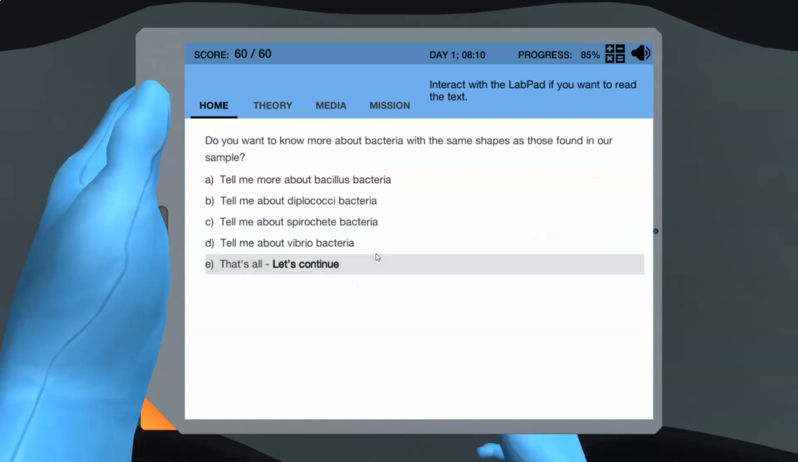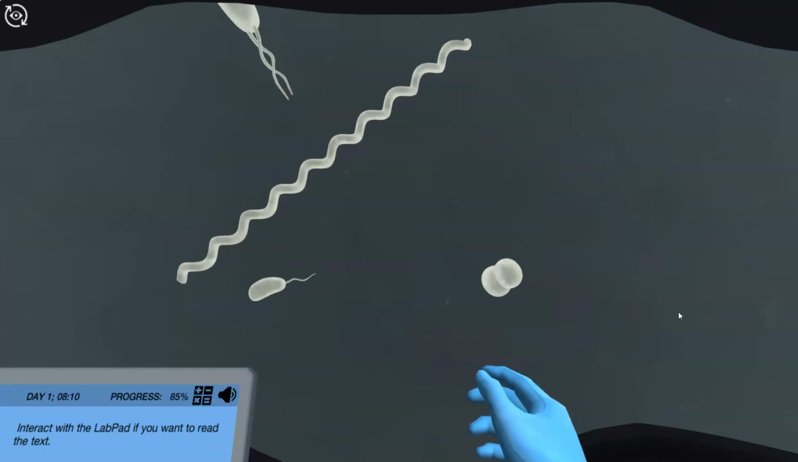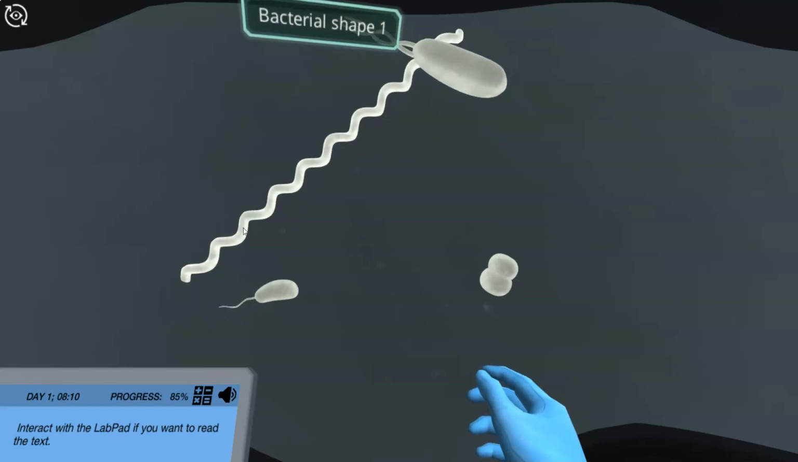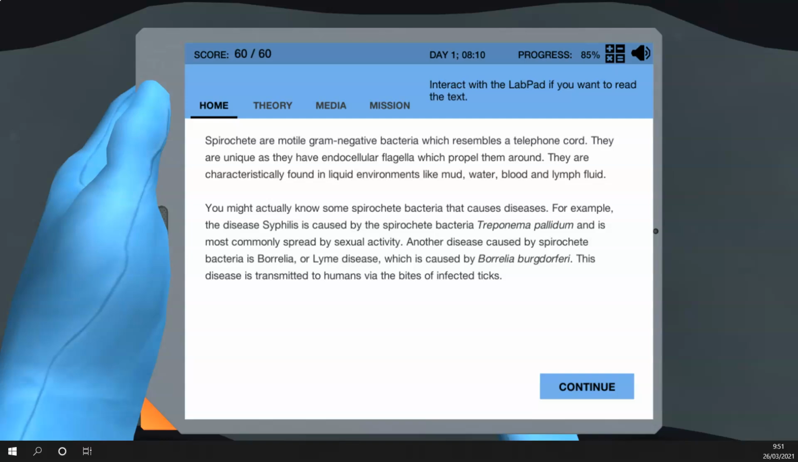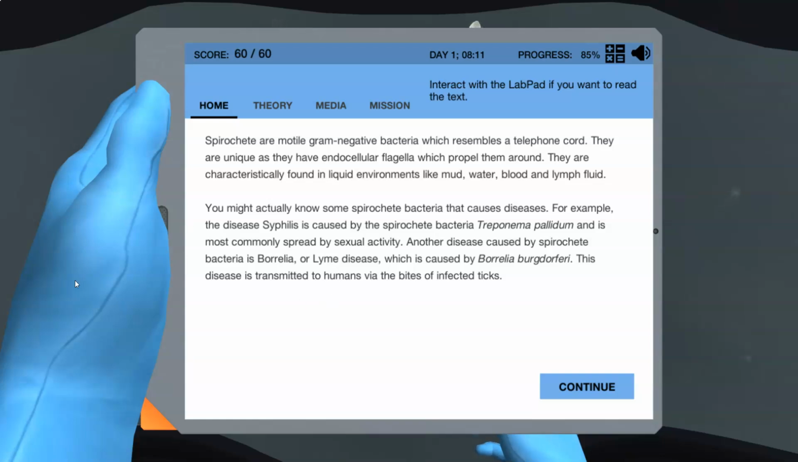Do you want to know more about bacteria with the same shapes as those found in our sample? Spirochete are motile gram-negative bacteria which resemble a telephone cord. They are unique as they have endocellular flagella which propel them around. They are characteristically found in liquid environments like mud, water, blood and lymph fluid. You might actually know some spirochete bacteria that cause diseases. For example, the disease syphilis is caused by the spirochete bacteria Treponema pallidum and is most commonly spread by sexual activity. Another disease caused by spirochete bacteria is Borrelia, or Lyme disease, which is caused by Borrelia burgdorferi. This disease is transmitted to humans via the bites of infected ticks.